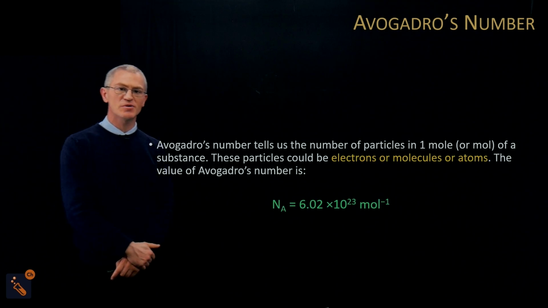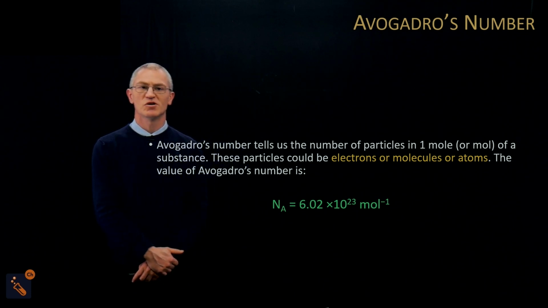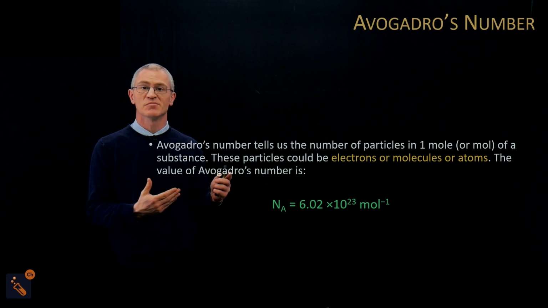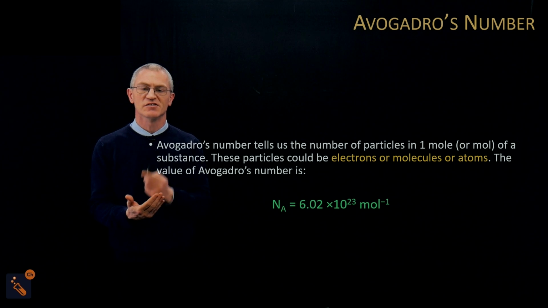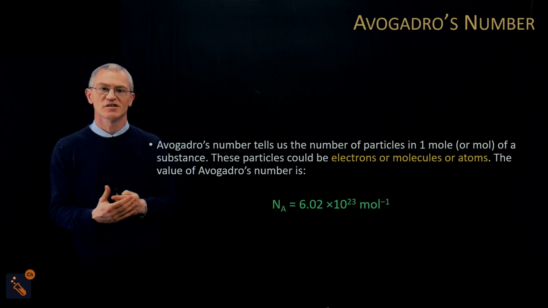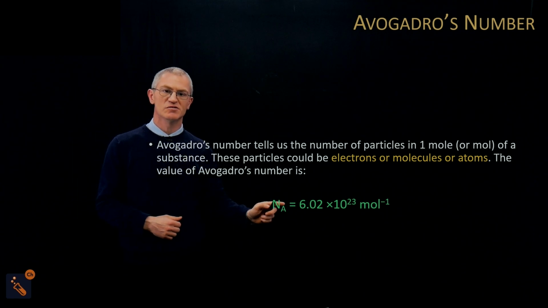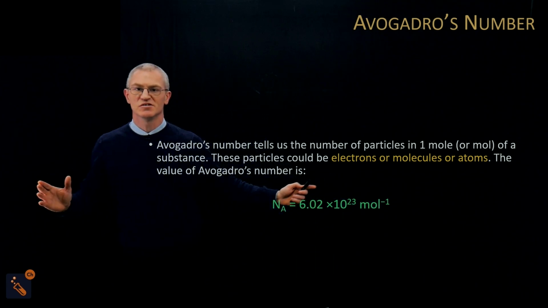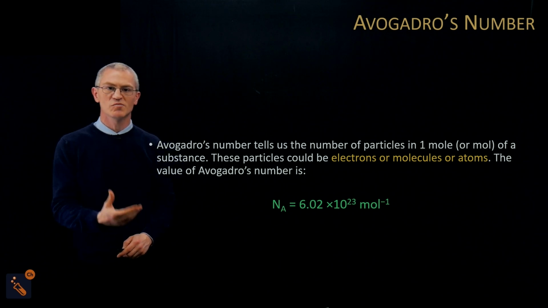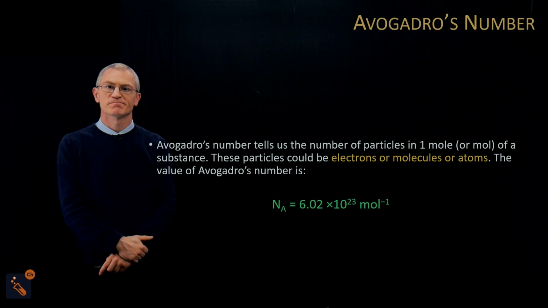So it tells us the number of particles in 1 mole. Okay, so 1 mole of a substance has a certain number of particles in it. Now that can be electrons, molecules, atoms, etc. So that number is 6.02 times 10 to the 23. It's a very large number with lots and lots of zeros after it, an absolutely huge number. So in 1 mole we have that many electrons, or that many molecules, or that many atoms.